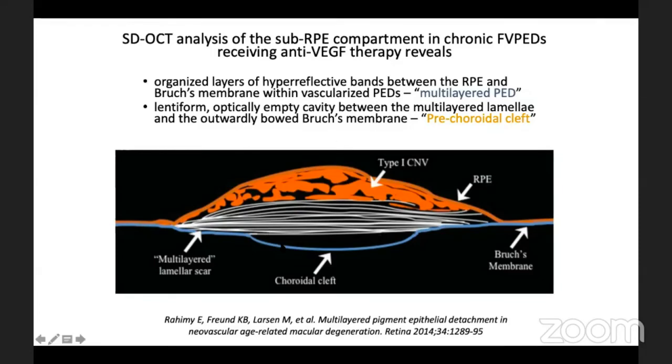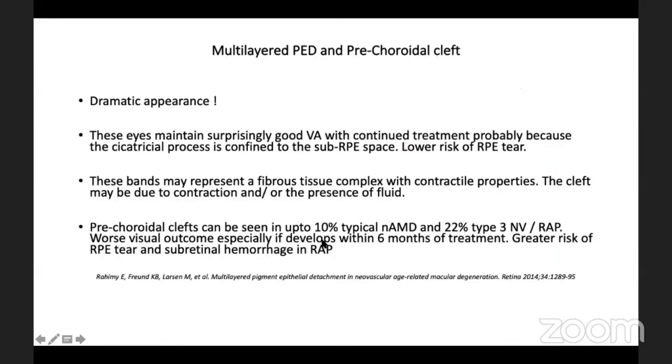At times, with anti-VEGF therapy, they tend to contract and they separate. In between them, what is left is something known as a choroidal cleft, which is a hyporeflective space. Now, why are they important? These represent a very dramatic appearance, and surprisingly, these eyes tend to maintain a very good visual acuity. Why? Basically because the cicatricial process is confined to the sub-RPE space.